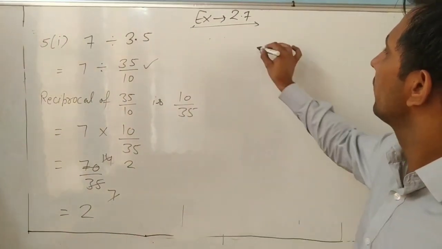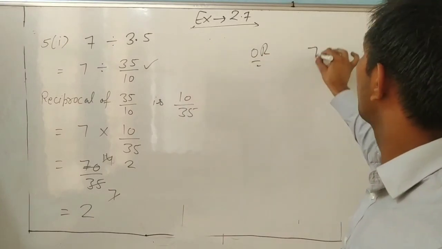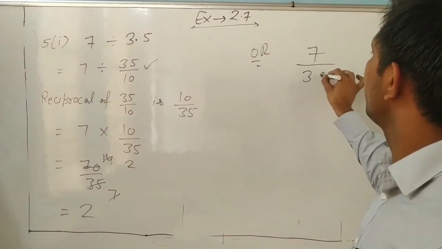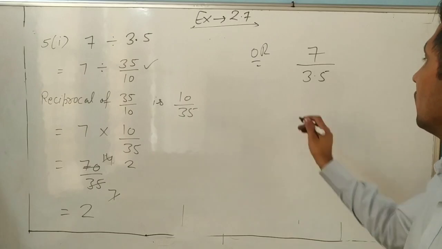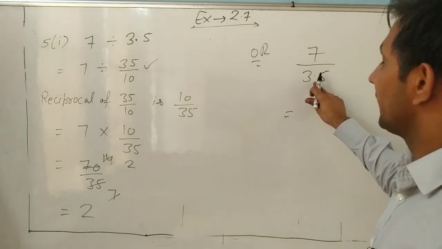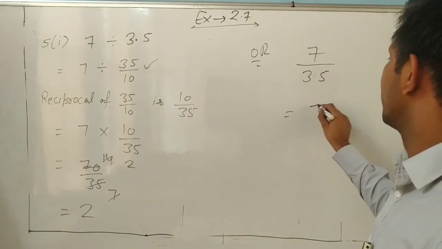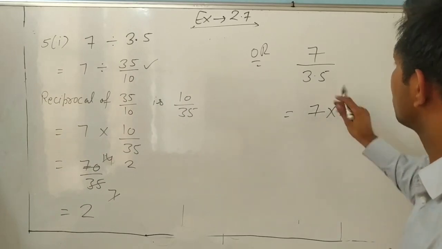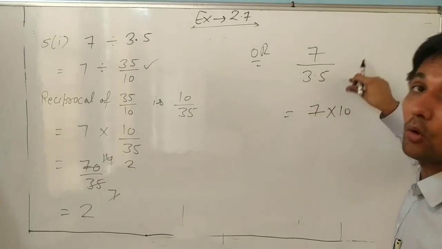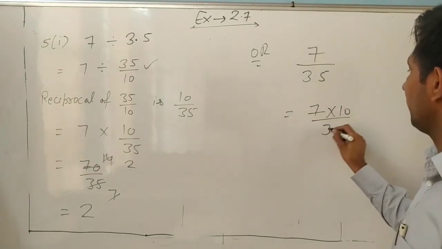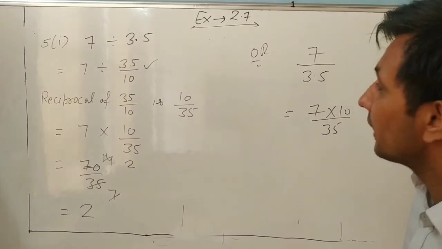Or you can find it by 7 divide by 3.5. So remove the decimal, the 10 goes to the upside. Understand, dear? So 7 into 10, because when we remove the decimal it goes to the numerator, upon 35. Like this also you can solve it here.